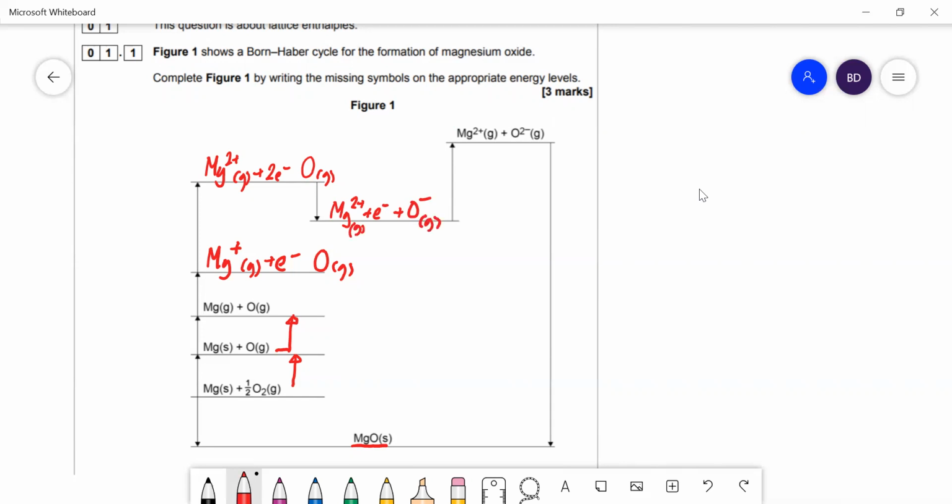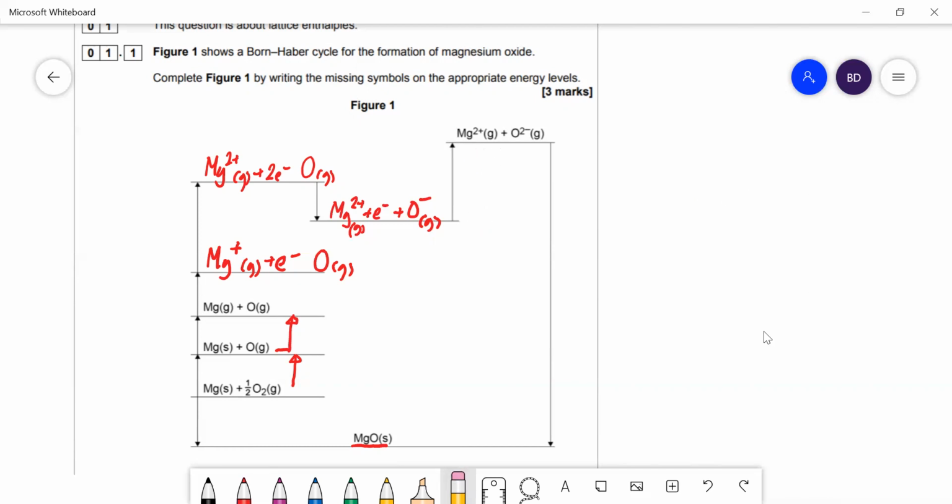And this change here is the second electron affinity of oxygen, which is going to be endothermic. Put a negative electron on something which is already negative, so there's going to be repulsion there. Right, so that's the first part, 3 marks for that.